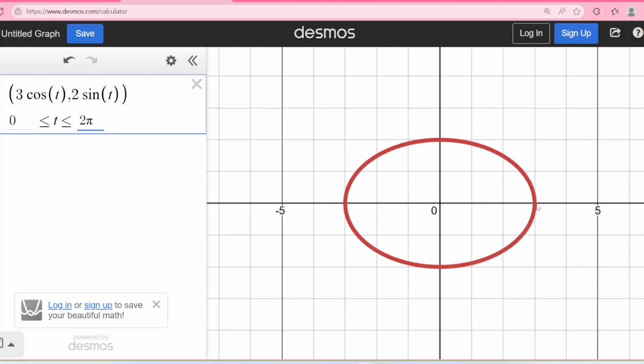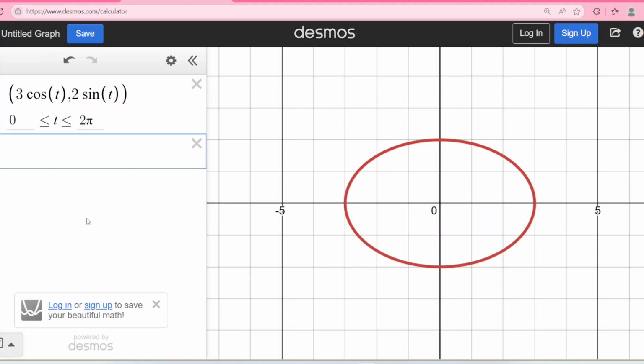See, this point over here is clearly (3, 0). This is (0, 2), (negative 3, 0), (0, negative 2), and then back to (3, 0). Now, if you actually want to see that motion, you can't really tell the orientation, because they don't put the arrows up. But if you'd like to see the motion of the point, I would recommend doing the following.